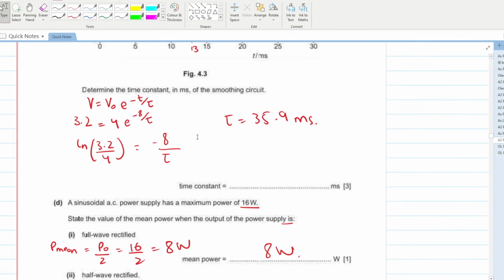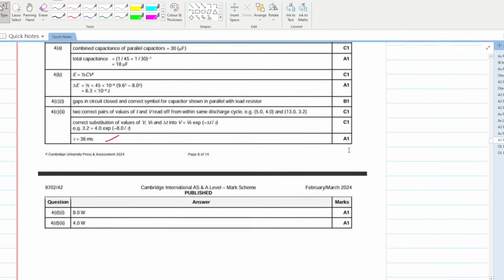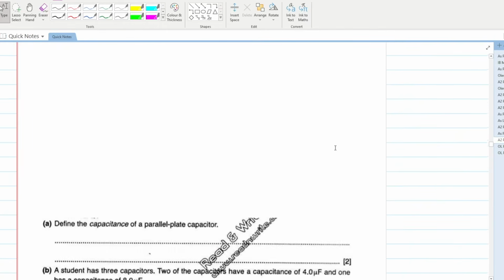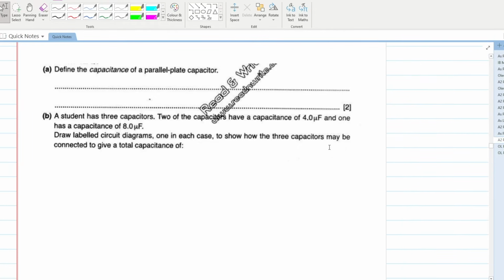Because they have rounded off to 2 significant figures. हमने 3SF लिया है. अगर हम भी 2SF ले लें तो हमारा भी 36 ms आ जाएगा. No big deal in this. Let's further see. बाकी answers correct हैं. Yes, all of them are correct. Good. Let's move on to the next question.